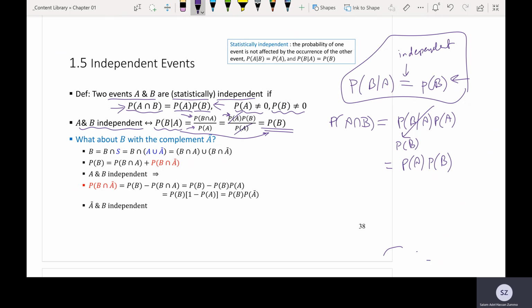So A and B could have an overlap in the intersection. Yes, but they may still be totally independent.